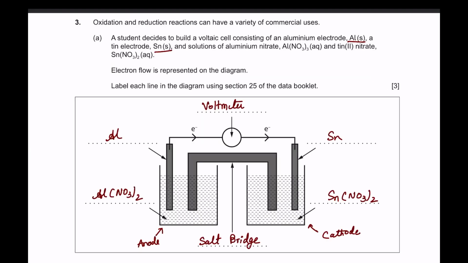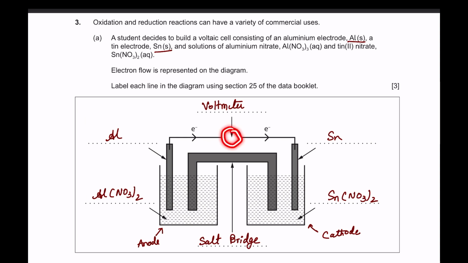Moving on to question number 3. Here it's written that oxidation-reduction reactions can have a variety of commercial uses. So they are basically talking about cells. A student decides to build a voltaic cell consisting of an aluminium electrode and a tin electrode and solutions of aluminium nitrate and tin nitrate. A voltaic cell is an electrochemical cell, and this cell will generate electricity. Electron flow has been represented by this diagram and we have to just label this diagram.